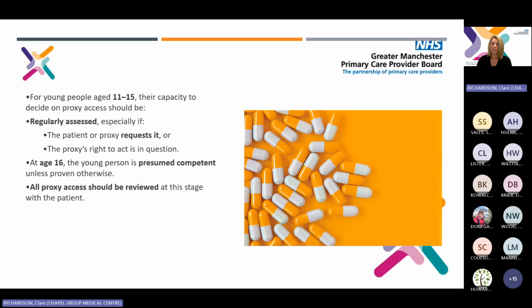So where proxy access has been given to the representative or representatives of a young person, because it doesn't have to just be one person, it could be mum, dad, or whoever they want, between their 11th and 15th year, the patient's capacity to make an independent decision about whether proxy access should be continued has to be assessed on a regular basis.